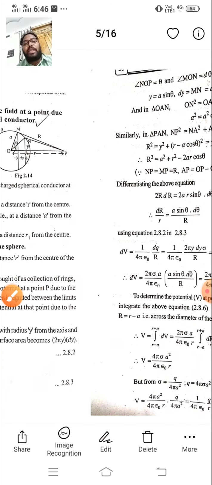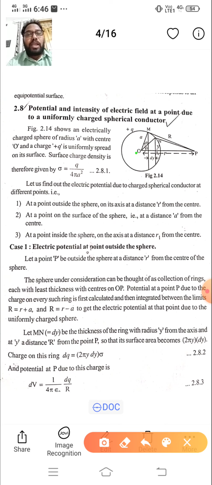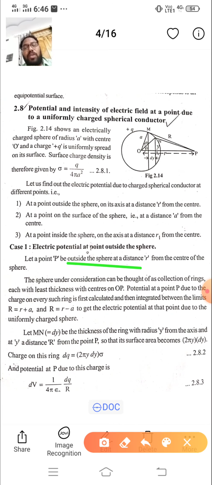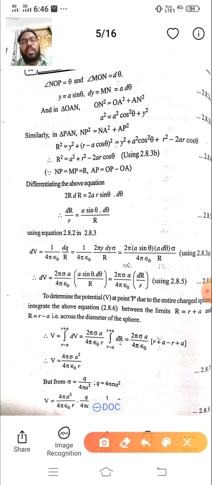Here, in the triangle AON, we can write NP square equals NA square plus AP square. We already know that NP equals r, NA equals y, and AP equals R minus a cos theta, whole square. Substituting these values we can get dr by r equals a sin theta into d theta by R.